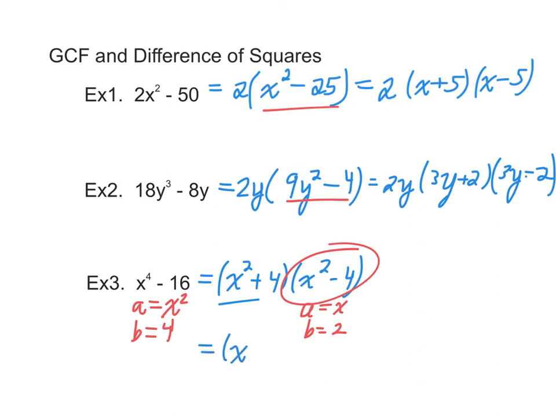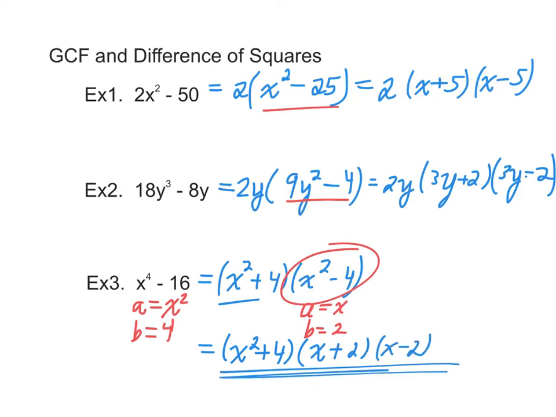I'm going to leave the first part alone, just because it's a sum, can't do anything with it. But then this second part, I'll do a plus b, a minus b again. X plus 2, x minus 2. That whole thing there is the complete factorization.